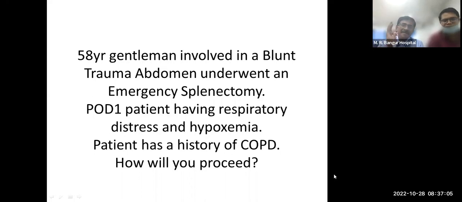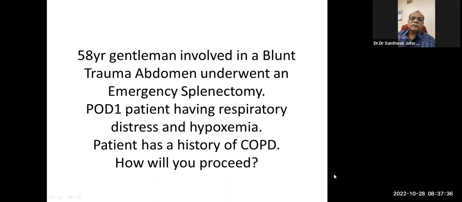Yes, sir. So the background was a blunt trauma abdomen with a grade 4 splenic injury, and one of the important situations following upper abdominal surgery, particularly splenectomy, is having lung complications. So we are assuming that the patient has developed some lung complication on the background of COPD. Yes, we have already said that this respiratory distress in this patient may be because of acute exacerbation of the COPD, which was already there, and then newer onset of pulmonary complications.